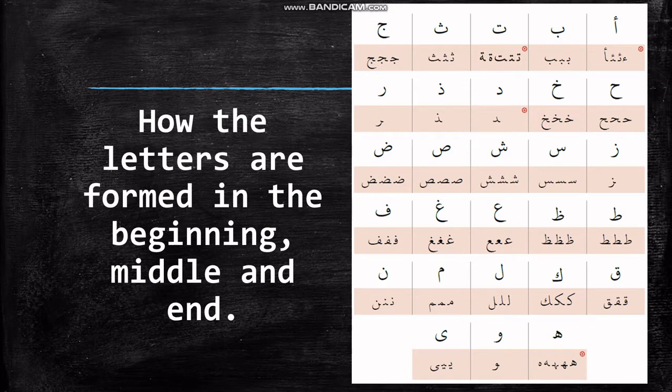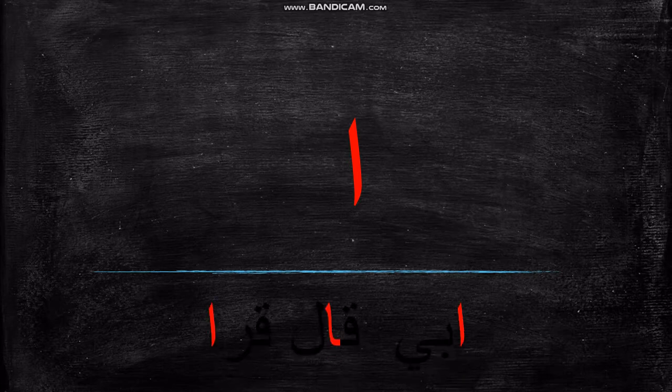And this is what we're doing today, how the letters are formed at the beginning, middle, and end. So if you look at the top, you've got Alif Baa Taa Thaa Jim Haa Khaa Dal Zal Ra. They're the letters with the white background, but the ones with the pink background are the letters when they are at the beginning, middle, and end. So we're going to go over the first 5 or 6 to get an understanding of how it works. For example, Alif. This is Alif by itself, but this is how it looks at the beginning, Alif in the middle, and Alif in the end.